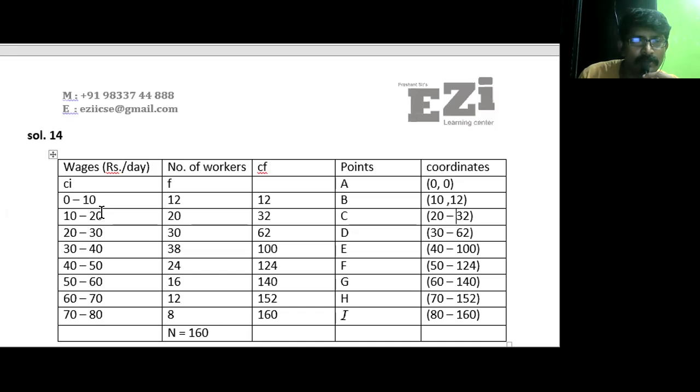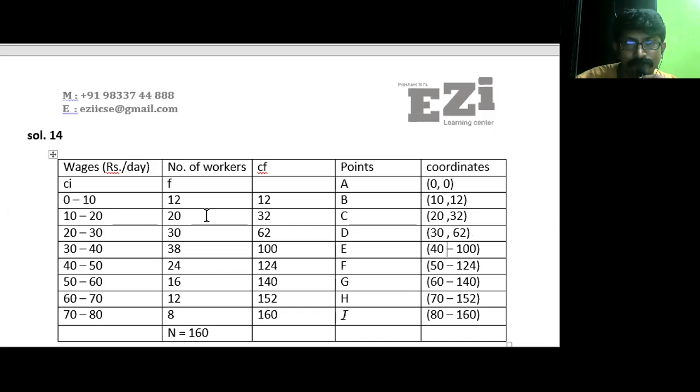What is here? Upper quartile. I mean, sorry, not upper quartile. Upper class limit. What is the upper class limit? 20. What is the cumulative frequency here? 32. So 20, 32. 20 comma 32. I hope you all are understanding. Okay, next 30 comma 62.